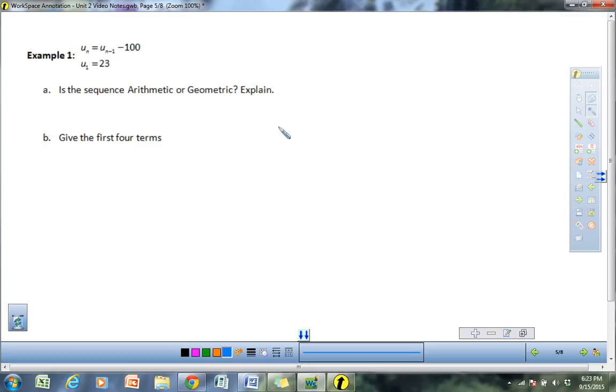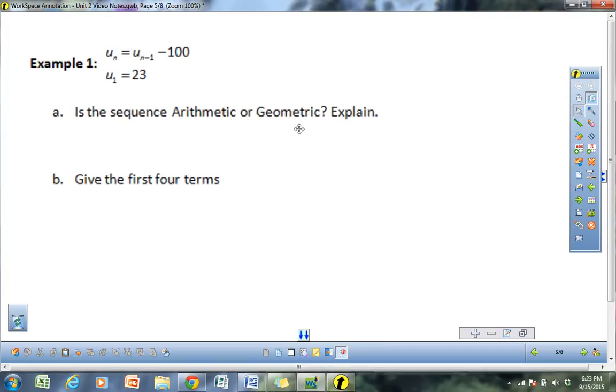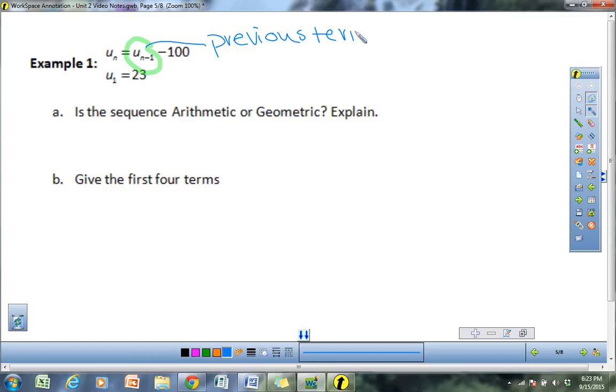We had example 1. So u sub n equals u sub n minus 1, and remember, this right here just means our previous term, minus 100. And they tell us u sub 1 equals 23. And we should actually add n is greater than or equal to 2. They should have that in there, but we can still figure out what it means. So is this sequence arithmetic or geometric? Are we adding and subtracting, or are we multiplying and dividing?